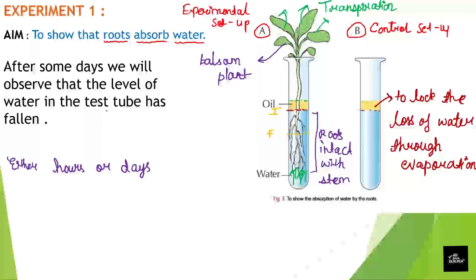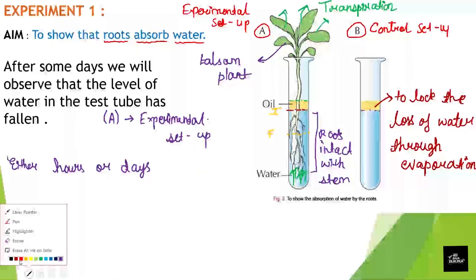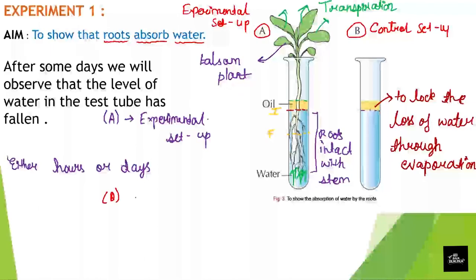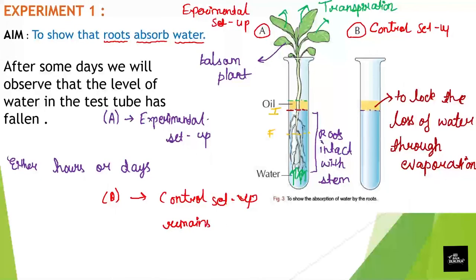What test tube are we talking about here? Test tube A, that is the experimental setup. The experimental setup is going to go through the change. On the other hand, the control setup is not going to go through any change. It is just going to remain as it is. So the control setup, that is B, remains the same. Even after days, months, years, it is going to remain the same.